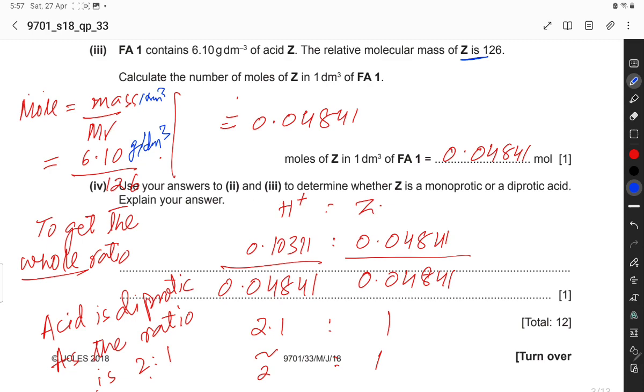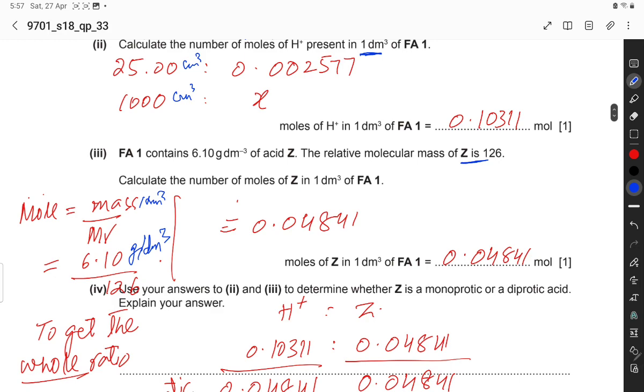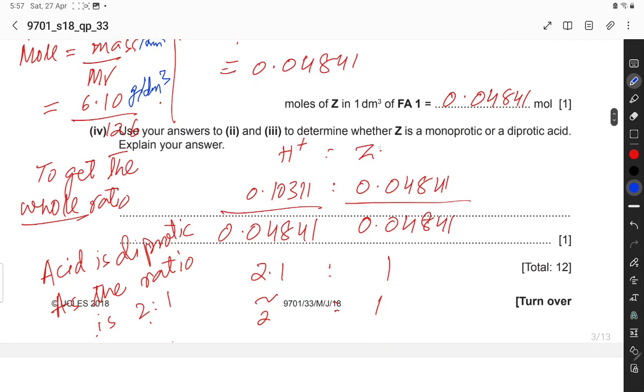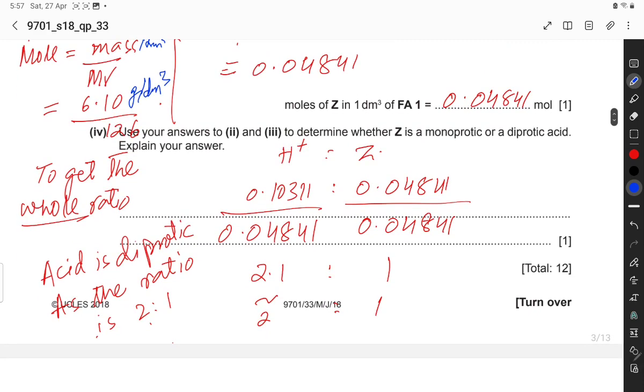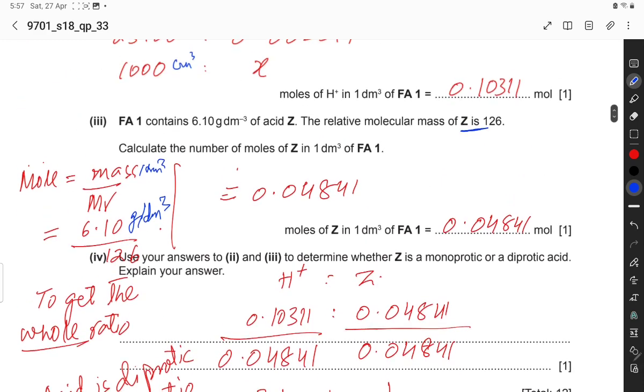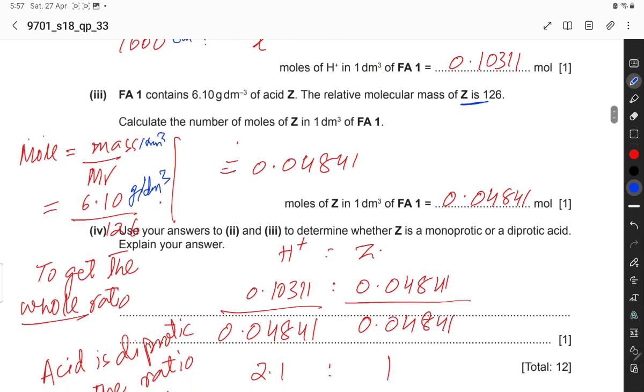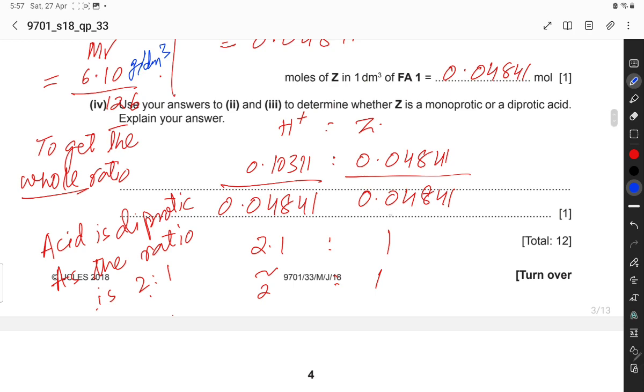Use your answers to 2 and 3. This is the moles of Z and this is the moles of H positive in Fa1. Use your answers to 2 and 3 to determine whether Z is monoprotic or diprotic. Explain your answer. To get the whole number ratio, we use the pattern of empirical formulas, and we have moles of H positive and Z in 1 dm cube. So find the mole ratio by dividing by the smaller mole. We have H positive mole 0.10311 and Z mole 0.04841. This is the smaller value. Dividing by the smaller value, we get 2.1 ratio 1, so approximately 2 moles. It means this acid is diprotic. So you have to write down over here that the acid is diprotic as the ratio is 2:1.